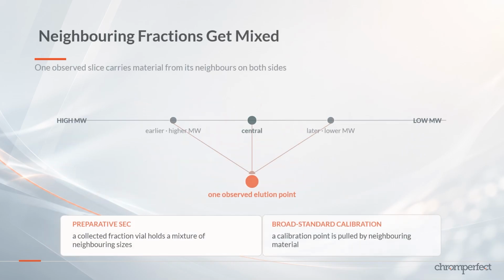Broadening also mixes material between neighboring apparent fractions. A fraction collected at one elution time does not contain only material whose true elution position corresponds exactly to that time. It contains contributions from molecules whose ideal positions lie on either side. This contamination is especially important in preparative SEC and in broad standard calibration.